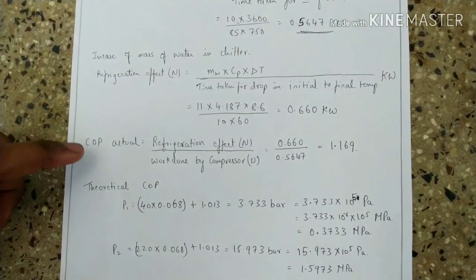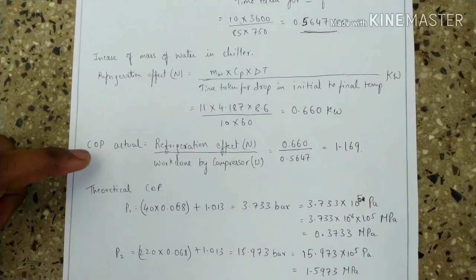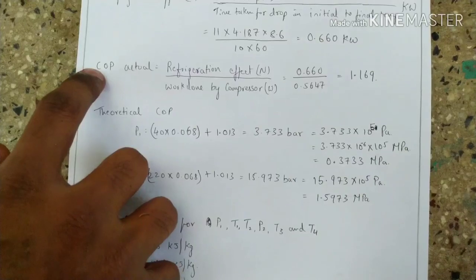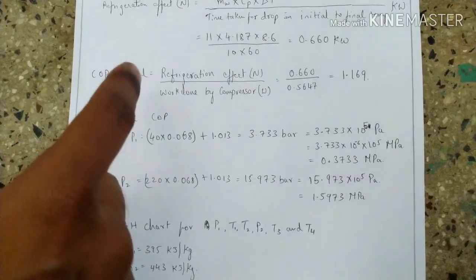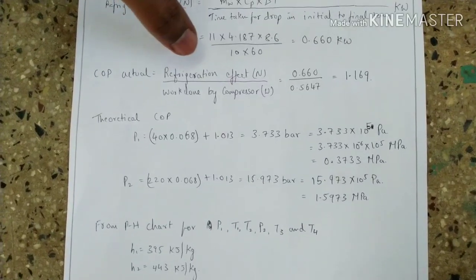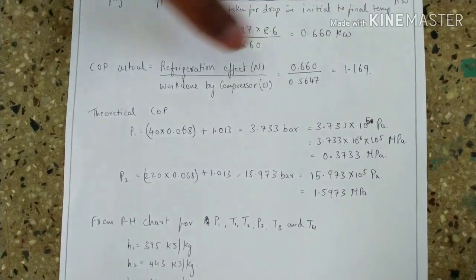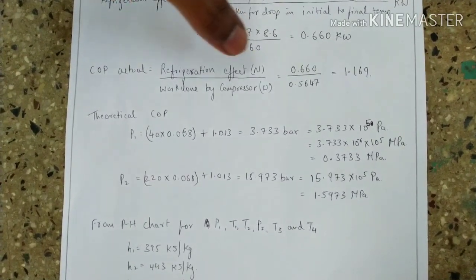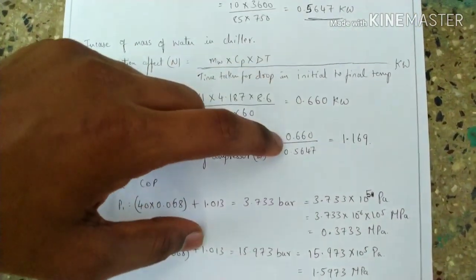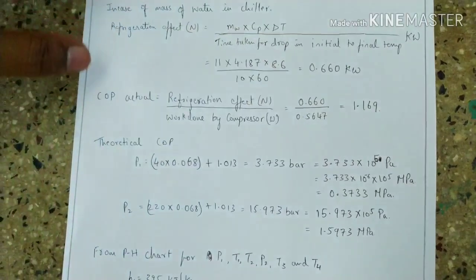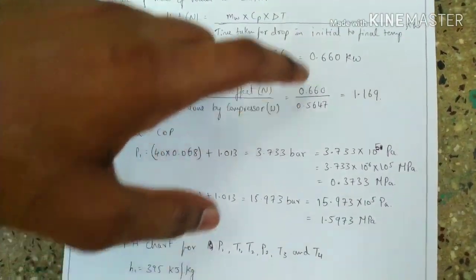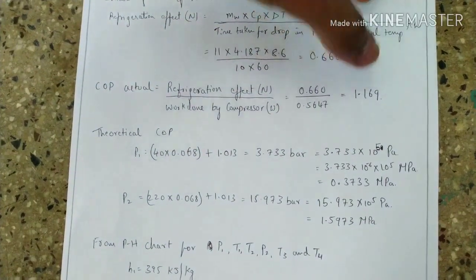Coming to the next part, COP actual, that is coefficient of performance. The actual COP is calculated using the formula refrigeration effect, denoted by N, divided by work done by compressor, denoted by W. Here we have the refrigeration effect value, 0.660, divided by the work done by compressor value, 0.5647. When we divide this, we get 1.169.